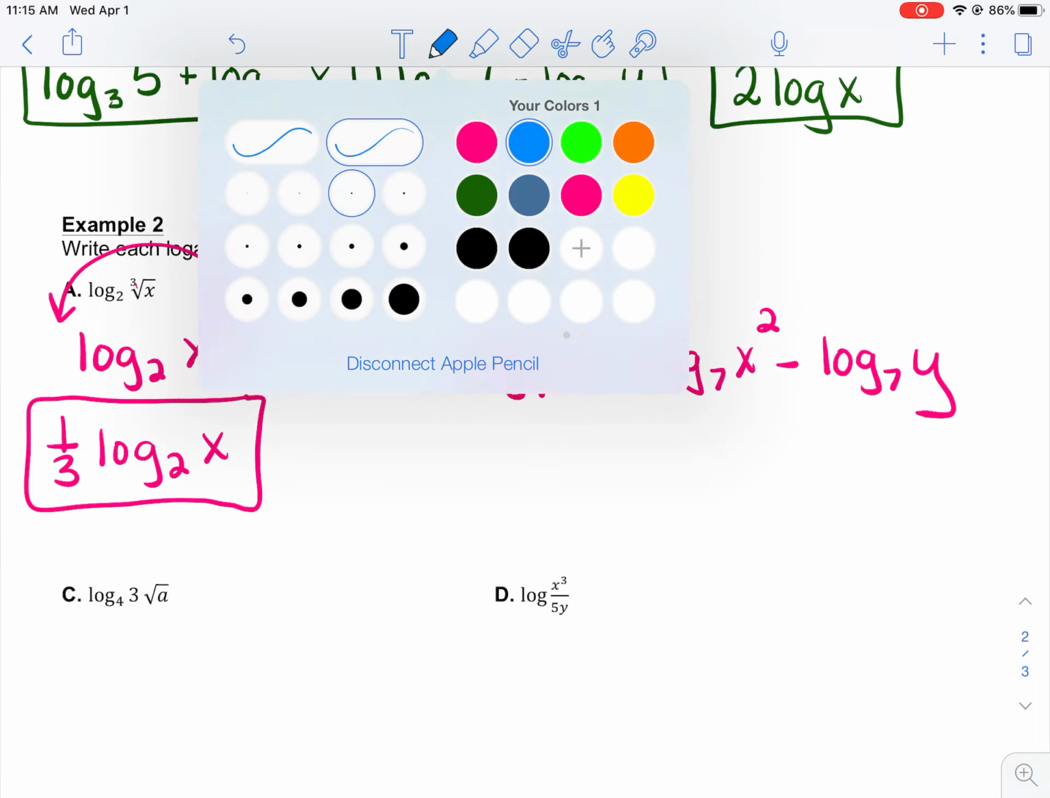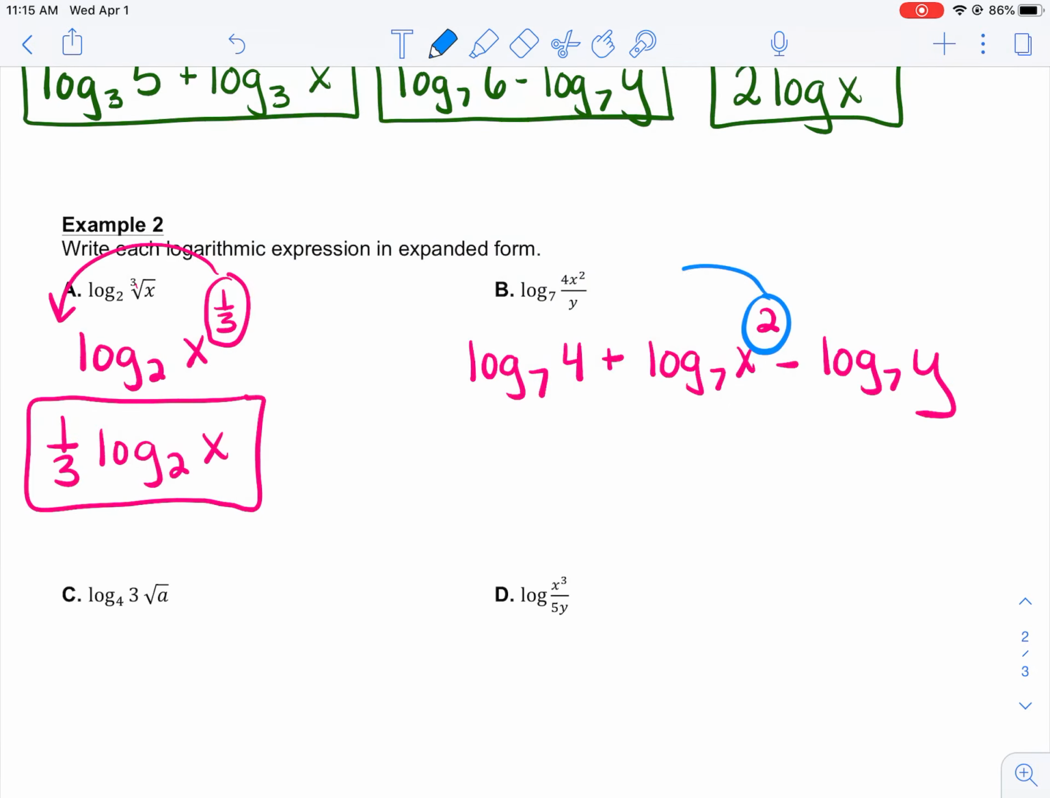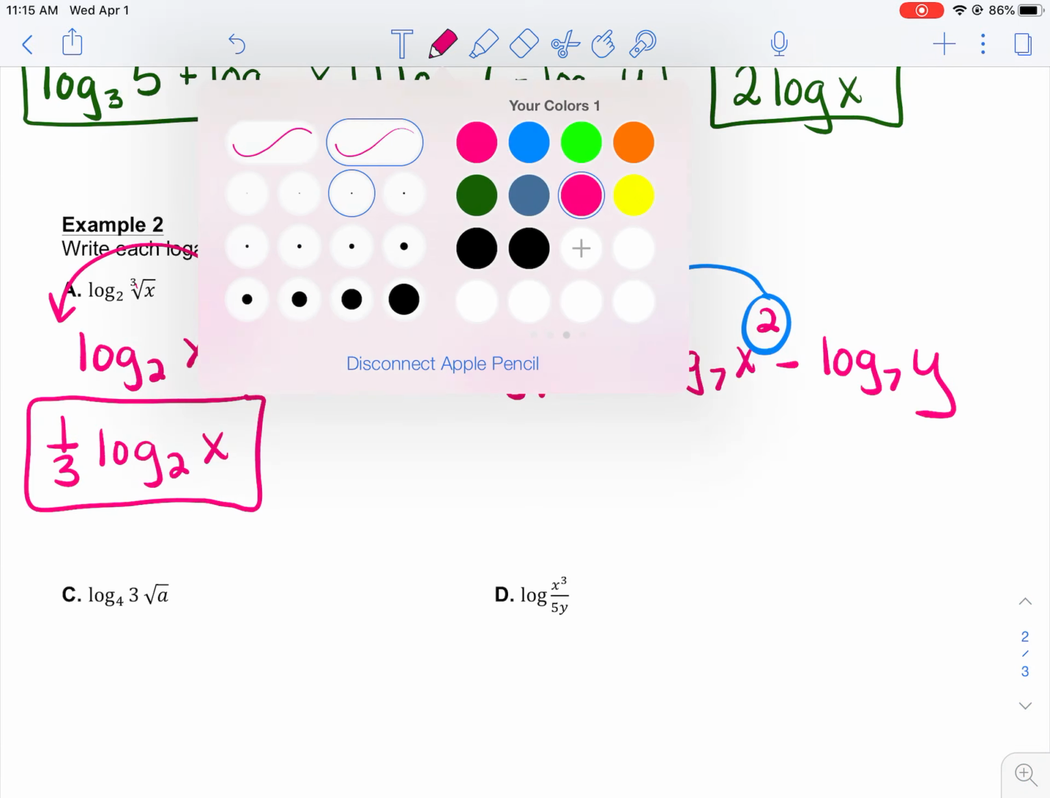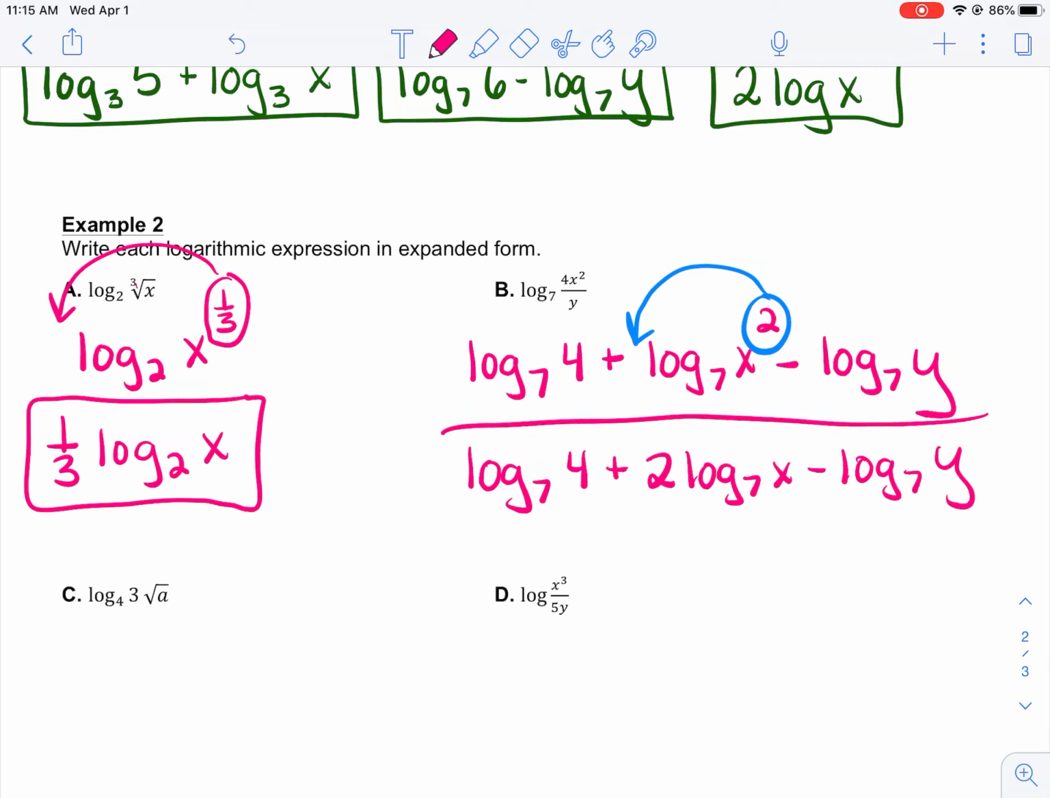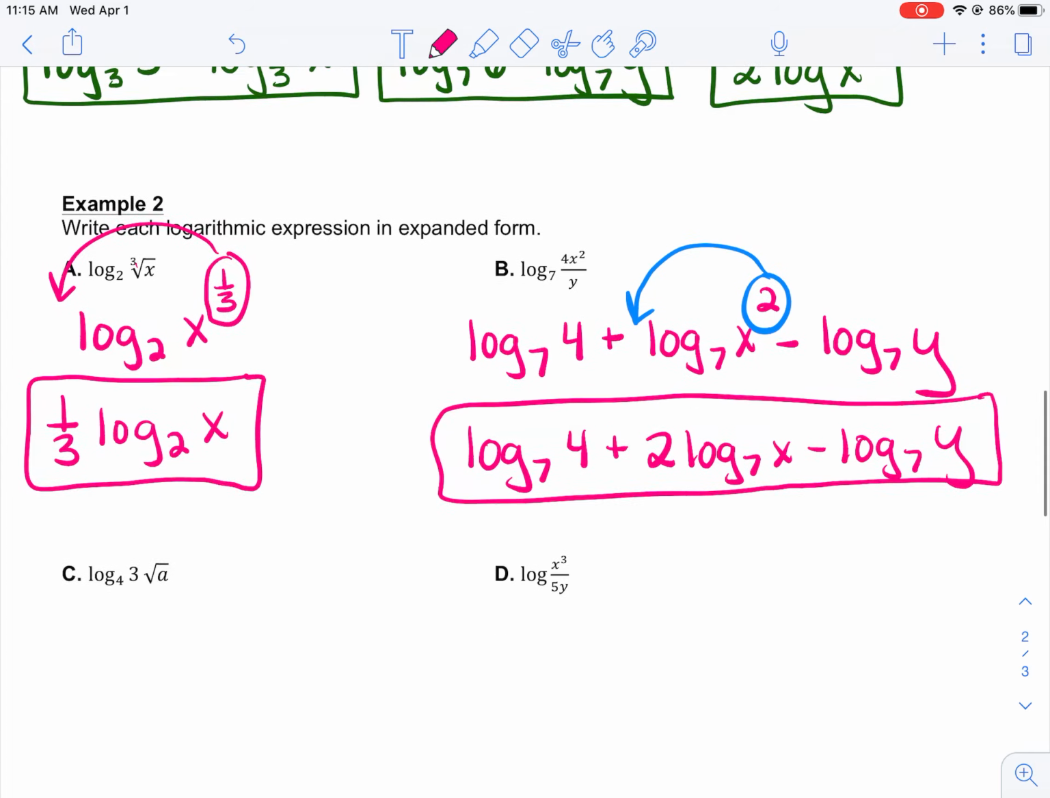And then the last step here is we have to take that 2 and put it in front. We're trying to make it as long as possible. And so we get log base 7 of 4 plus 2 times log base 7 of x minus log base 7 of y. Okay, and once you do enough of these, you'll end up just pulling that exponent out in front right away. You won't have to do it in 2 steps.